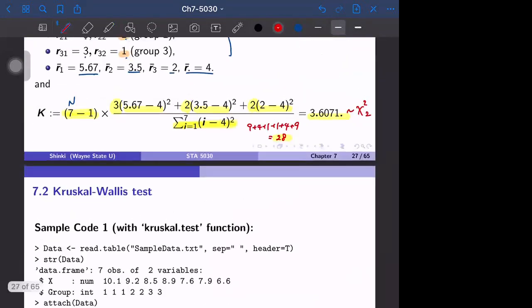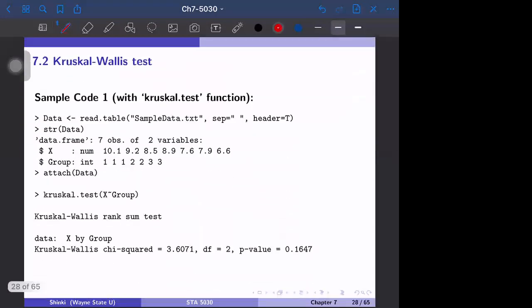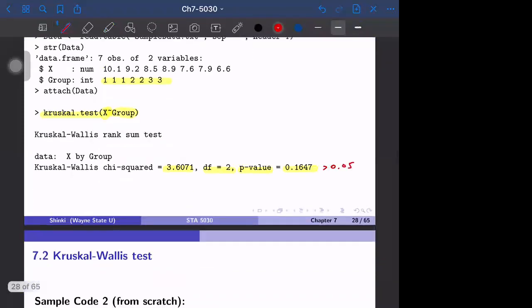If you use the chi-square function, you can get the p-value. Another way is using the kruskal.test function. The code is the variable tilde the group, where group indicates which group each observation is in. Then the chi-square value is reported, the degrees of freedom for chi-square is 2, and the p-value is 0.1647. So it's not significant because it's larger than 0.05 if we use a 5% significance level.